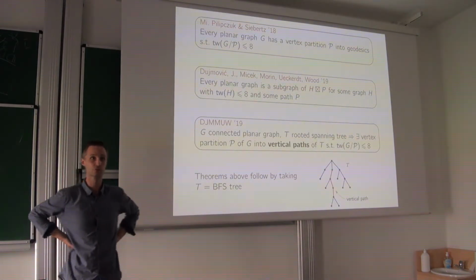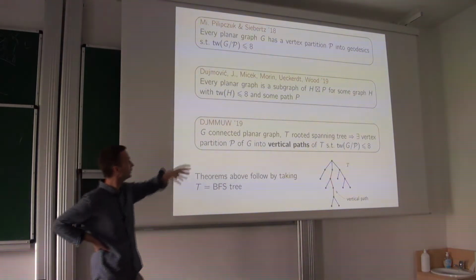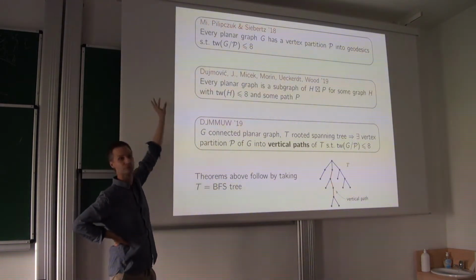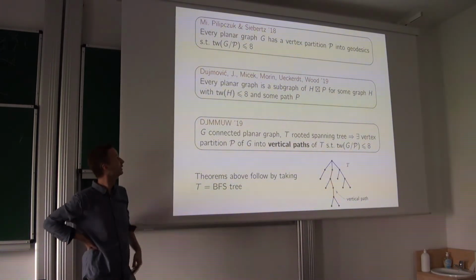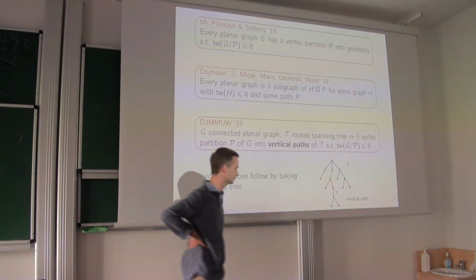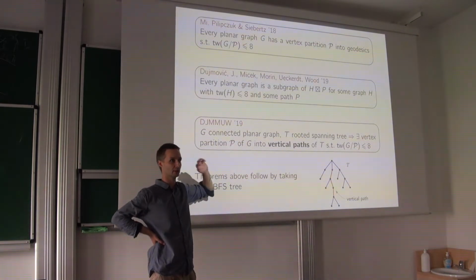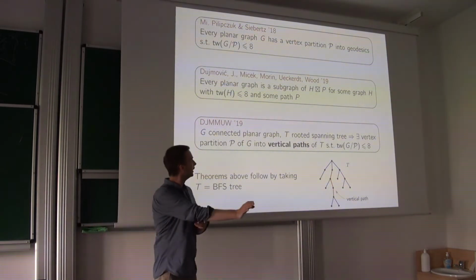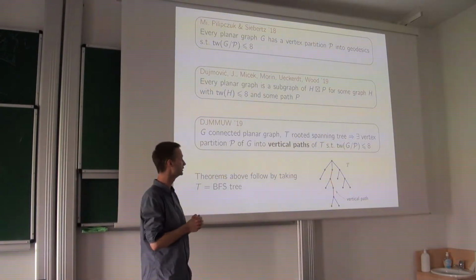And now what I'm going to do with the time left, I have enough time, is to prove the following technical theorem. And this theorem, as we are going to see in a minute, implies the two previous theorems. So it implies the product structure, and it implies the theorem about partitioning your planar graphs into geodesics, so that you have bounded treewidth in the quotient graph. So the technical theorem is the following. Say that you have a connected planar graph. Connected is not too important, but it's because we want to have a spanning tree. Take any spanning tree of your graph, root it at some vertex, so you have a rooted spanning tree.